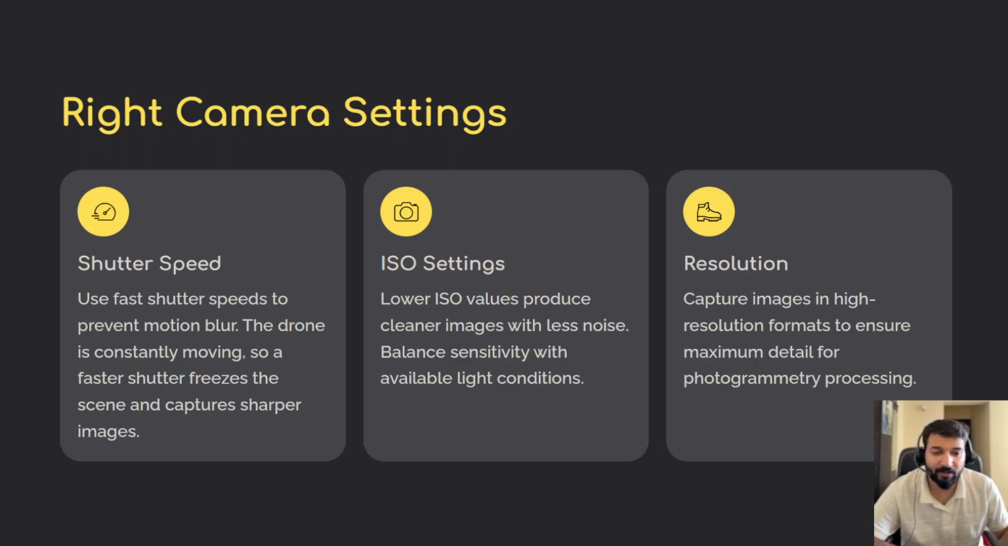Another setting to consider is ISO, which controls the camera's sensitivity to light. Lower ISO values usually produce cleaner images with less noise. Many surveyors also prefer capturing images in high resolution formats, ensuring maximum detail for photogrammetry processing.